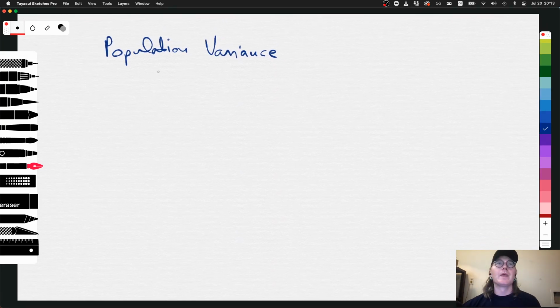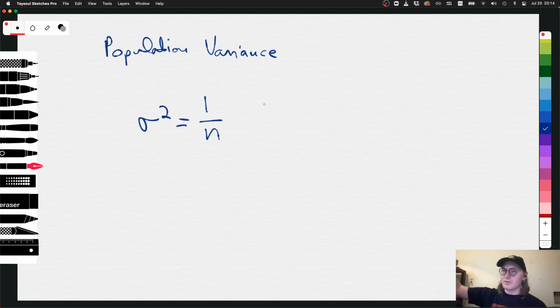All right. So for the population variance, sigma squared is going to be the sum of the squared distances between each data point and the mean divided by the number of data points. Okay? So that is just the average. If we're dividing by the number of data points, if we have n data points, then we're going to just multiply the sum of these squared differences by 1 over n.